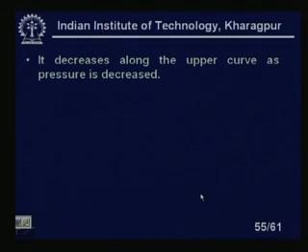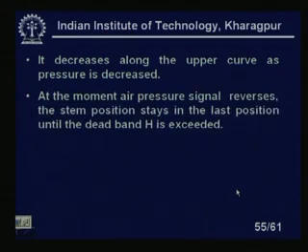To kill this hysteresis, I need a valve positioner. It decreases along the upper curve as pressure is decreased. As the moment the air pressure signal reverses, the stem position stays in the last position until the dead band H is exceeded. Unless I cross H, the dead band of the pneumatic signal, it will not react. After that, it will start to react, both when the stem is moving up and moving down. This H might be small, but we have shown it larger so that you will understand nicely. It usually is quite small, even if you do not use a valve positioner.